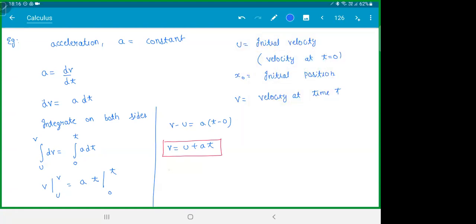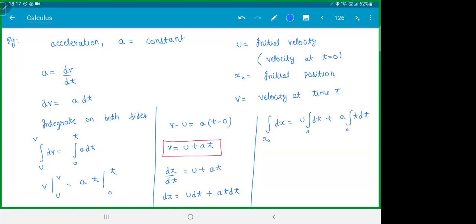If I integrate it further, v can be written as dx by dt, which is u plus at. Send dt that side. So dx will be u into dt plus a into t dt. Integrate again. dx, this will be u is constant, integral dt. a is constant, integral t dt. Again, when time is 0, your x is x naught. That's the meaning of limits. So on the right hand side, when you say 0 to time, at t equals 0, what is your x? Your x is not 0.